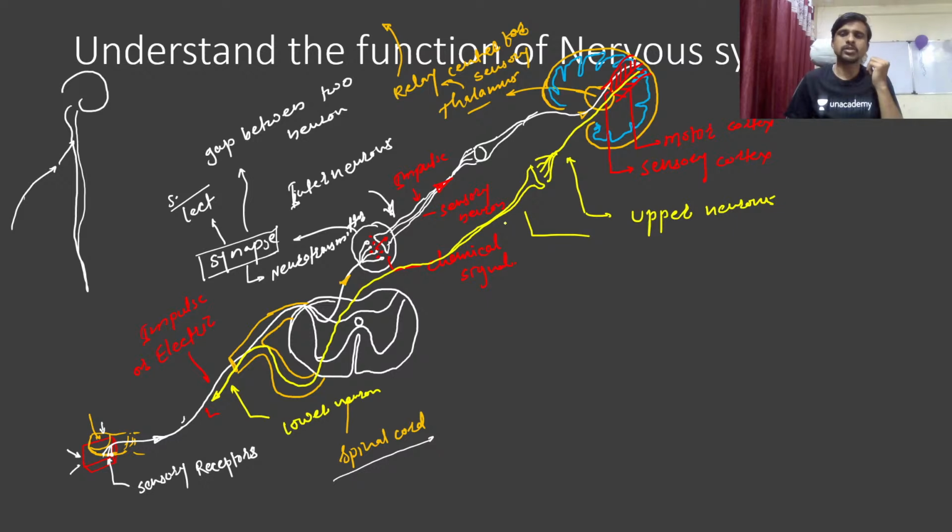So this yellow color shows the motor neurons. Okay, so what we call it, the sensory one. First one was the sensory, which is moving. So this is your sensory neurons or sensory nerves, and this is a motor nerve.